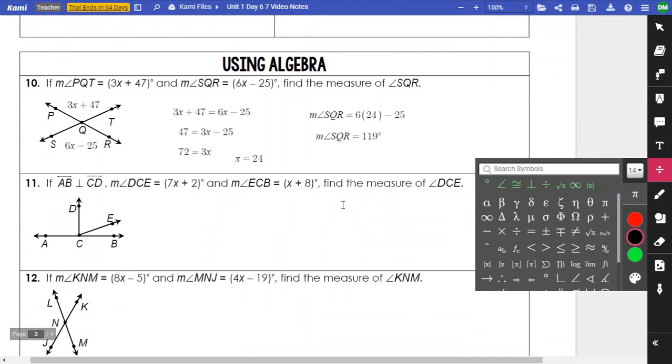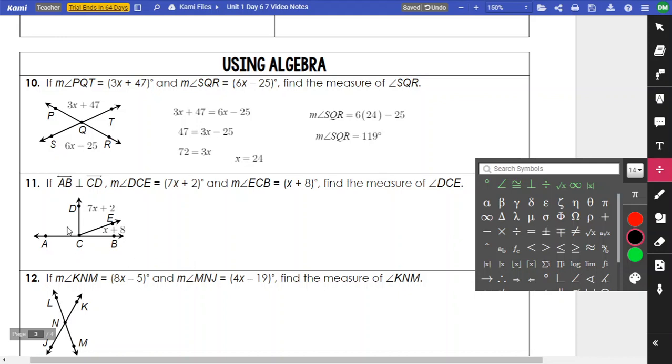All right. On number 11 here, we've got AB is perpendicular to CD. What does that mean about this angle ACD right here? Okay, and we're also given that angle DCE is 7x plus 2. So I'll put that in there. And we're given that angle ECB is x plus 8. So I'll put that right here. Now, what kind of equation can we use to solve for x here?